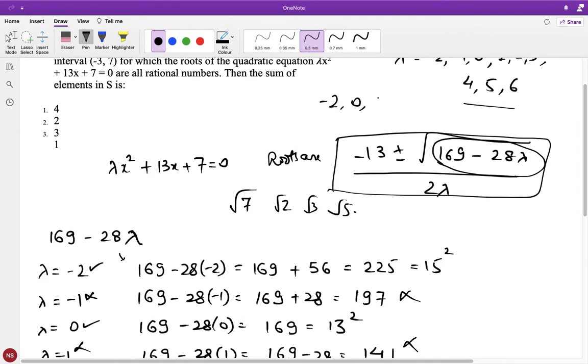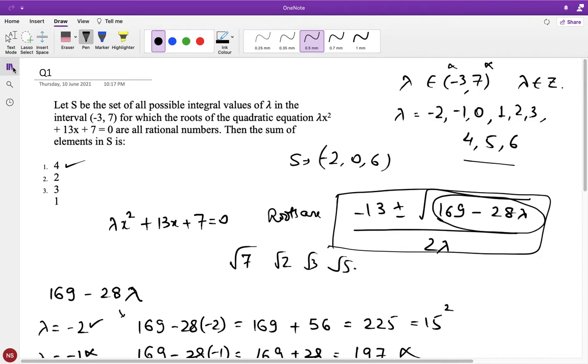So for lambda equal to minus 2, 0 and 6, the roots are rational. So this is the set S. So the sum of all these elements is minus 2 plus 0 plus 6, which is 4. Hence done. This problem is done. Next problem.